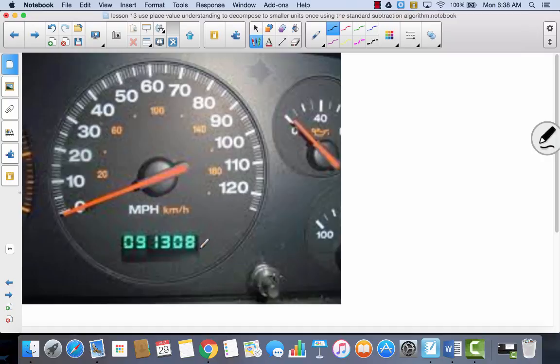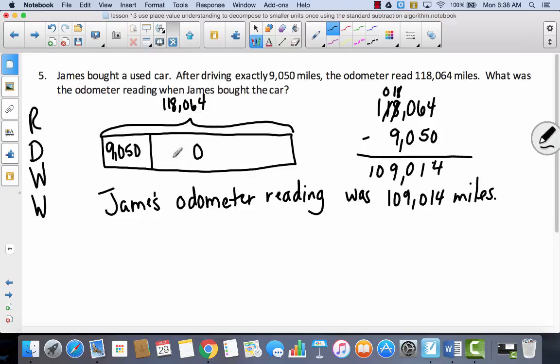Since James bought a used car, his car had already been driven so many miles. We were trying to figure out how many miles his car had been driven when he bought it. He drove 9,050 miles. And after he drove that many miles, this is what his odometer said. So we were trying to figure out what it said before he started to drive it. I used O for odometer reading. You could have used anything that you wanted to there. So in order to figure out what his odometer read before he started driving his car, we had to subtract.